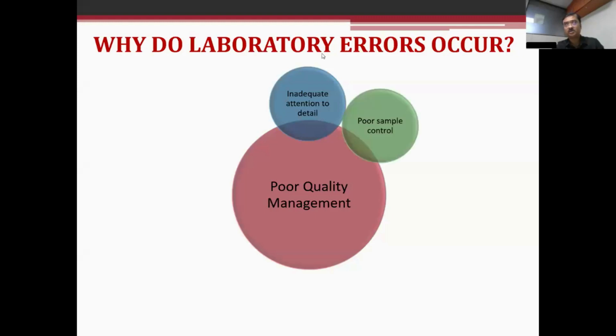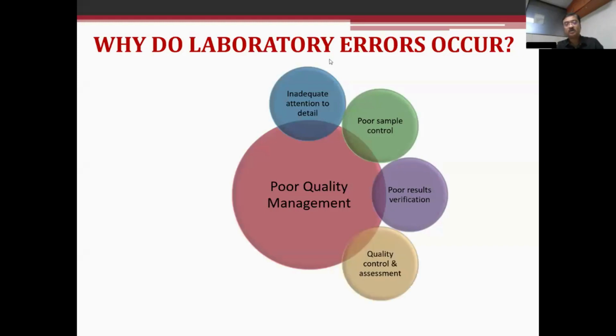Next, poor sample control. We will discuss that in detail later, so I'm not going into it now. Next, poor result verification. When you produce results, do you verify them with your quality assurance system? Most of the time, in most labs, we don't. Then quality control and assessment.